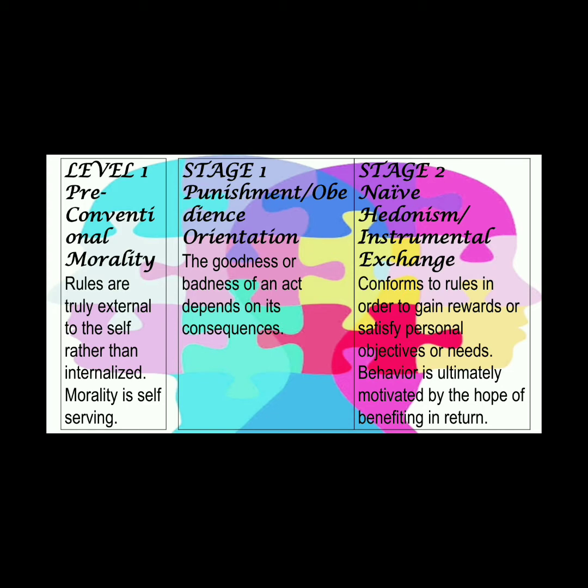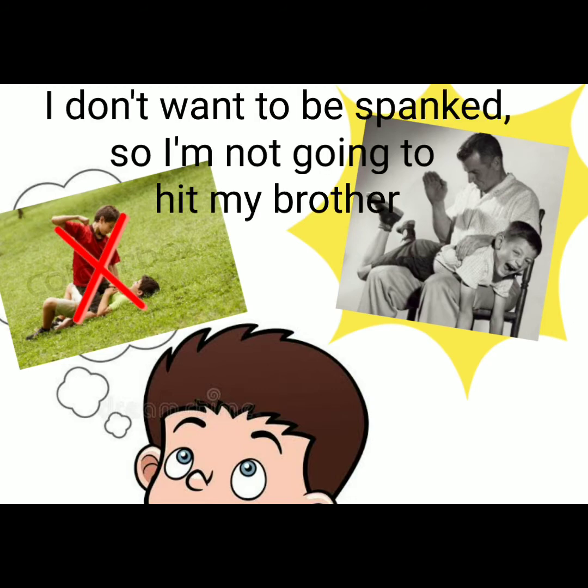Stage 1, punishment or obedience orientation. The goodness or badness of an act depends on its consequences. Stage 1 is all about the rules. Moral decisions are based on either being good, or following the rules, or being bad by breaking them. For example, a child may think, I don't want to be spanked, so I am not going to hit my brother.